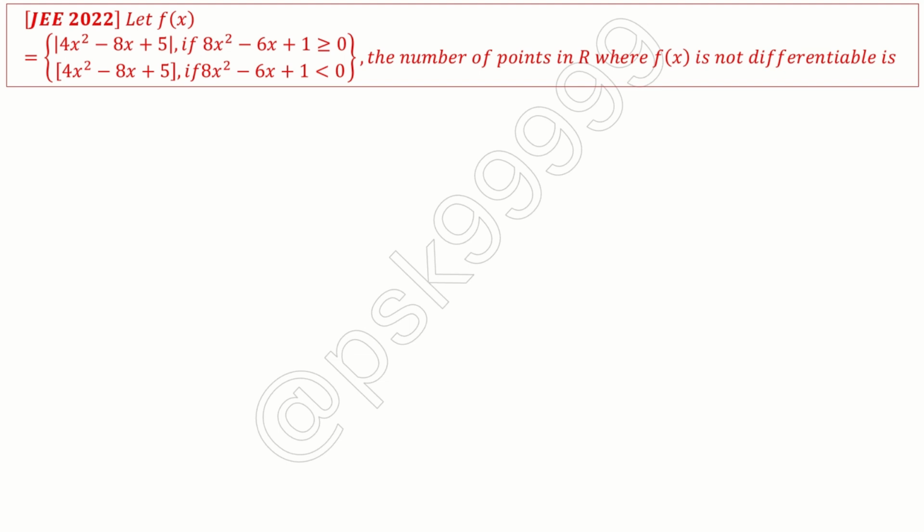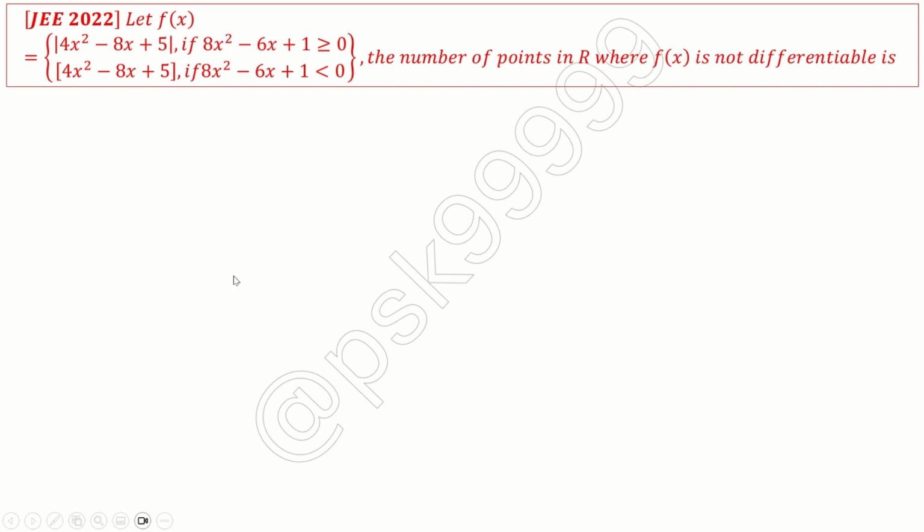f of x is defined as modulus of 4x square minus 8x plus 5 if 8x square minus 6x plus 1 is greater than or equal to 0. It is defined as GIF of 4x square minus 8x plus 5 if 8x square minus 6x plus 1 is less than 0. The number of points in R where f of x is not differentiable is.